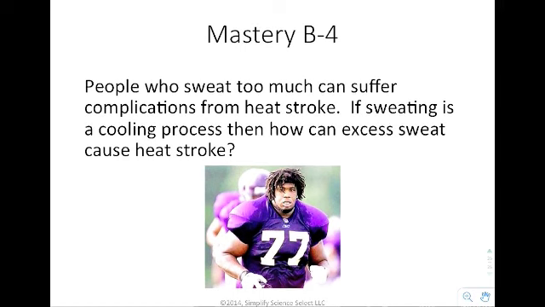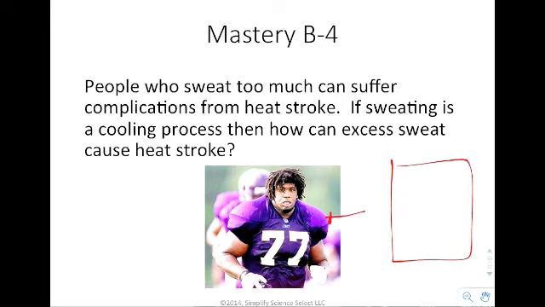Finally, it says people who sweat too much can suffer complications from heat stroke. If sweating is a cooling process, then how can excess sweat cause heat stroke? And this is a famous athlete. His name is Corey Stringer. He was an NFL player who actually died in training camp due to heat stroke. And they had to change the rules as far as how many times people can work out and so forth based on the fact of his complications due to heat stroke.